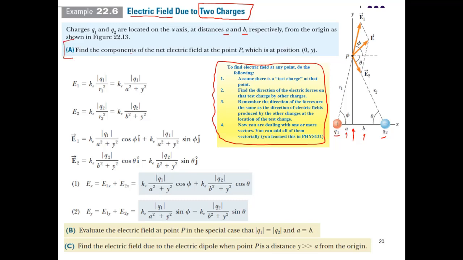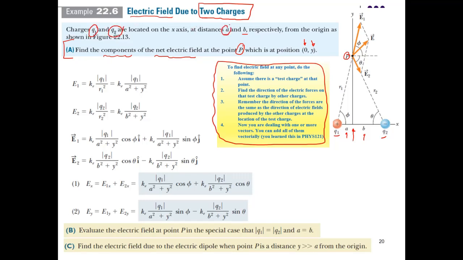The question asks for the components. Find the components of the net, meaning total, electric field at point P, which is located at position 0, y, meaning x is 0 and y is equal to y. Notice in this question there are no numbers, so we have to deal with it symbolically. You have dealt with this kind of question in a previous physics course, maybe other courses. The way we approach it is, we assume we have Q1 because it's given, we assume Q2, we just think about it like a number.